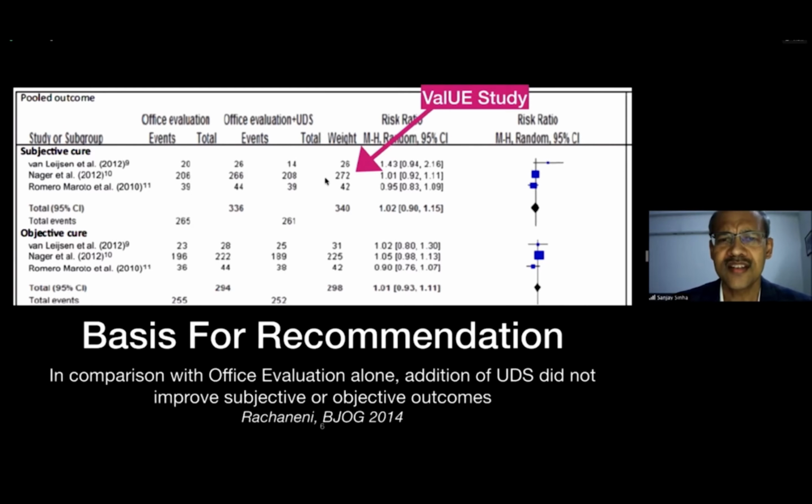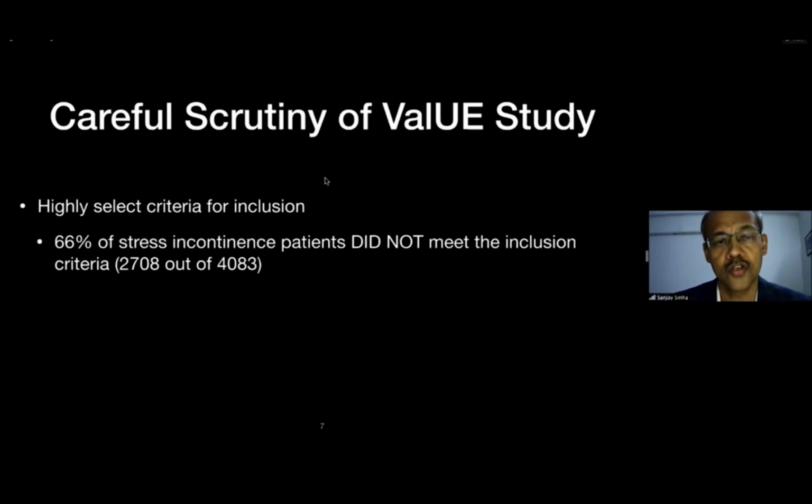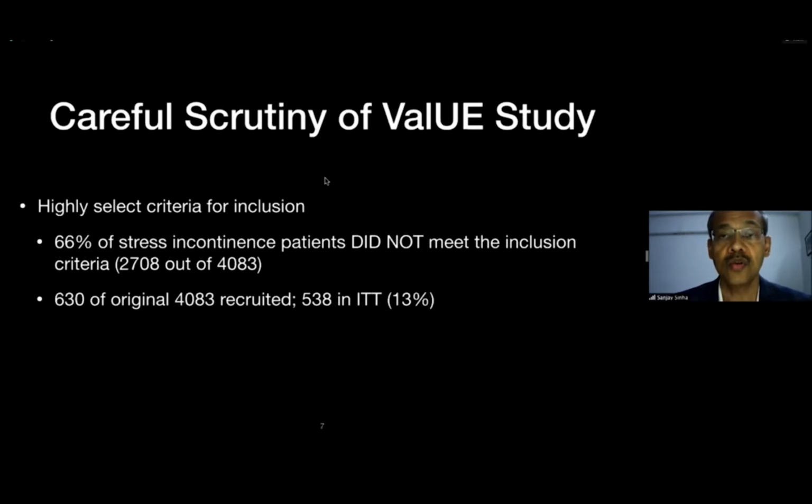But it's important to understand this in a little bit more detail. Now, if you do a careful scrutiny of the VALUE study, what you find is that there were highly select criteria for inclusion. So select, in fact, that 2/3 of women who had stress incontinence did not get included in the final analysis. In fact, only 13% of the original cohort of women who were screened got into the final analysis, the intent to treat analysis.